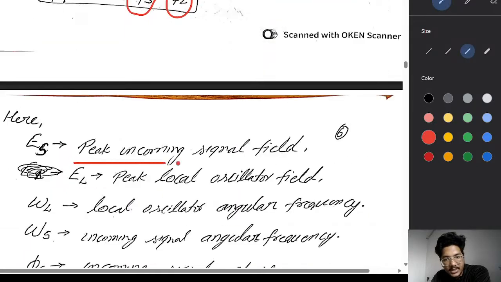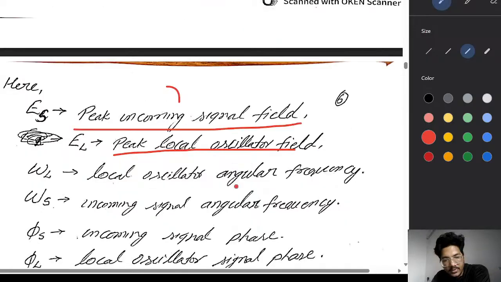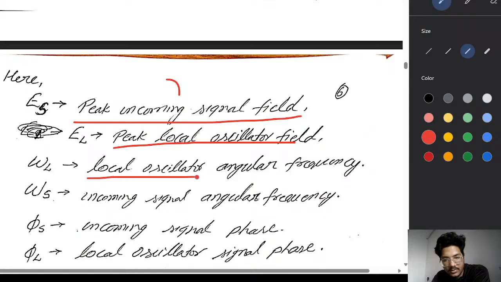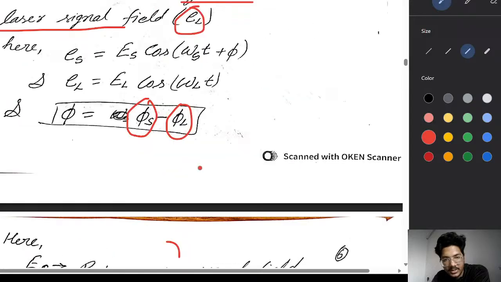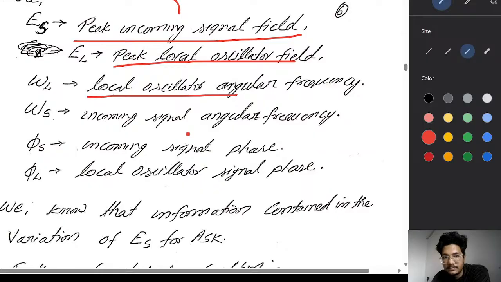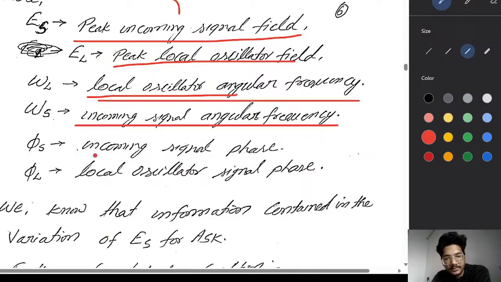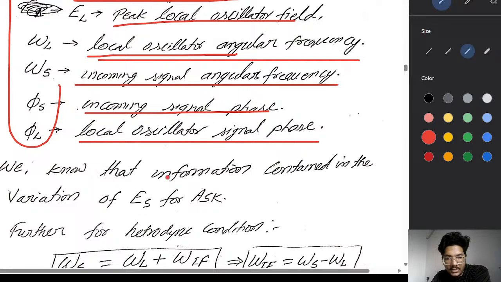E has a peak incoming signal field and a peak local oscillator field. Omega L stands for the local oscillator angular frequency, and omega S is the incoming signal angular frequency. Then there are the incoming signal phase and the local oscillator signal phase. So we understand all these parameters, and we know that the information is contained in the variation.